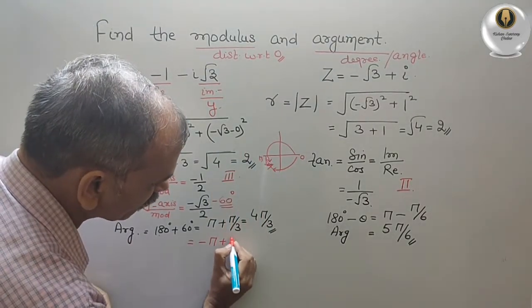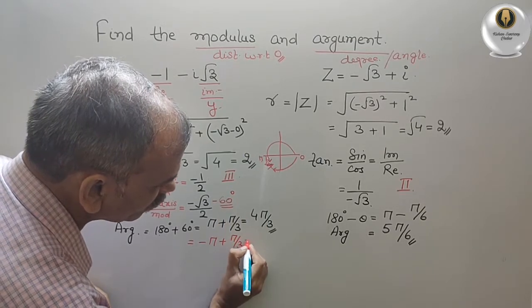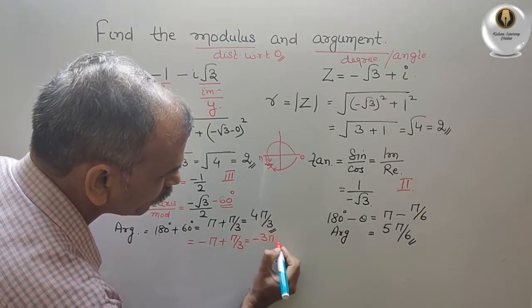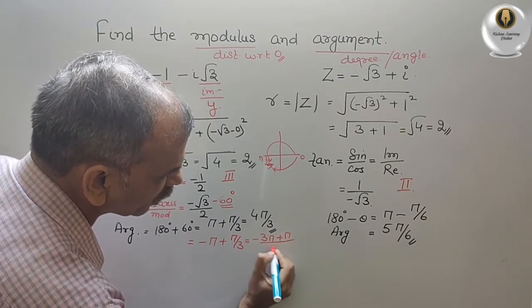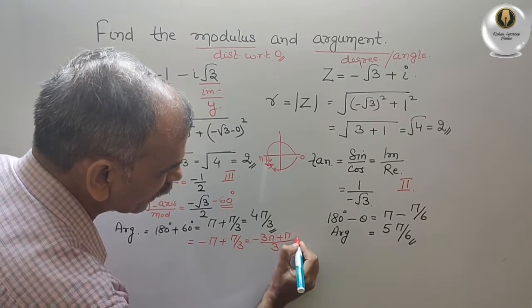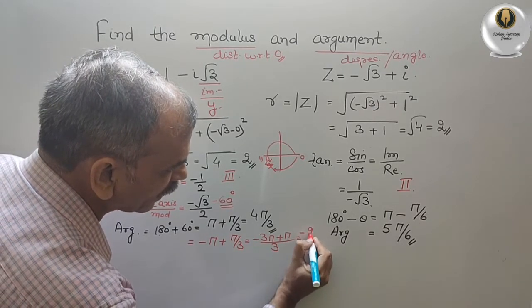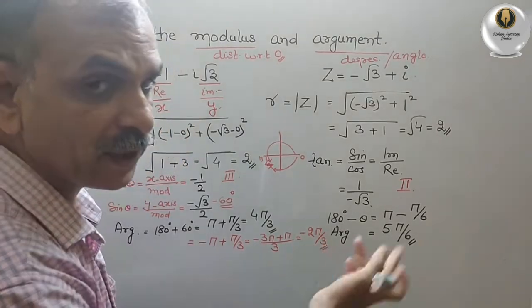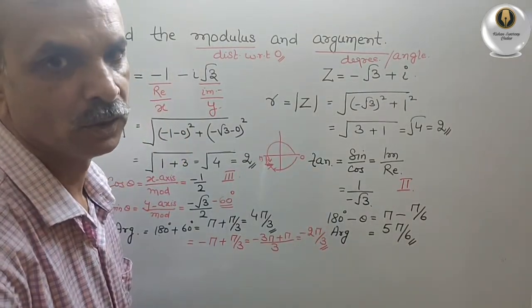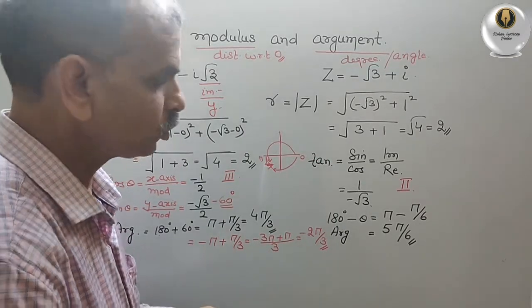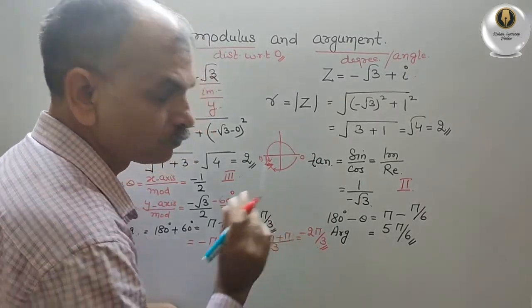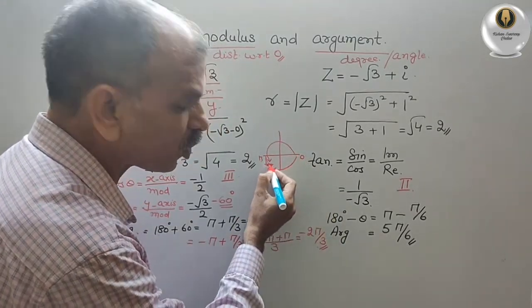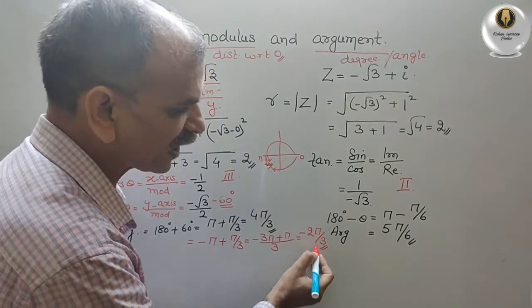Then they have taken plus pi by 3. That is equal to, if you take the LCM, minus 3 pi plus pi by 3. That is equal to, we can say, minus 2 pi by 3. This is the argument they have given in your textbook or your answer sheet. So you can write this or this. Why have they taken this? Because it follows a shorter route. That's why they have written it like this.